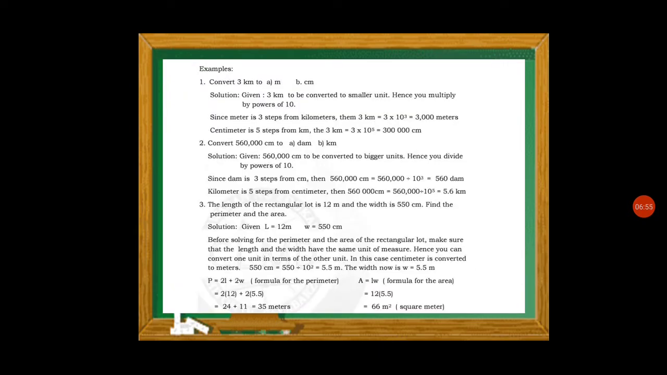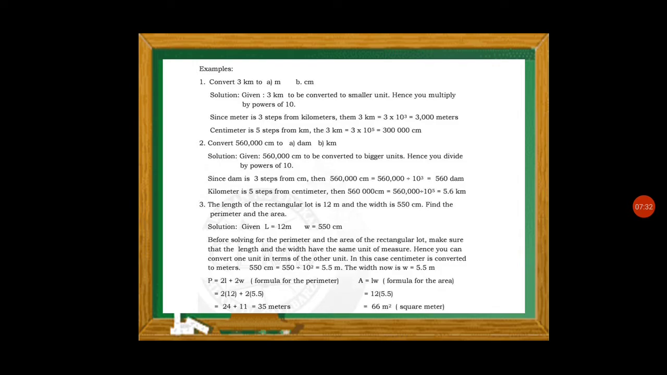So for example, you have to convert 3 kilometers to meters and centimeters. So 3 kilometers to be converted to a smaller unit, hence you multiply by powers of 10. Since meter is 3 steps from kilometers, then 3 kilometers is equal to 3 times 10 raised to the 3rd power, or 3,000 meters. Centimeter is 5 steps from kilometer. The 3 kilometers equals 3 times 10 raised to the 5th power, equals 300,000 centimeters.